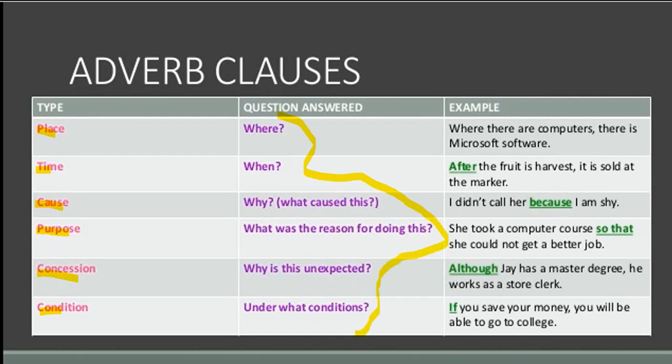So let's look at the example about place. Where there are computers, there is Microsoft software. This is an advertisement sentence as well. Bilgisayarın olduğu yerde Microsoft yazılımı vardır. Okay, you can see it's a kind of placement. So time, after the fruit is harvested, it is sold at the market. I didn't call her because I am shy is an example of cause. She took a computer course so that she could get a better job. Okay. Although Jay has a master's degree, he works as a store clerk. If you save your money, you will be able to go to college is an example of condition. Okay, so let's move on.